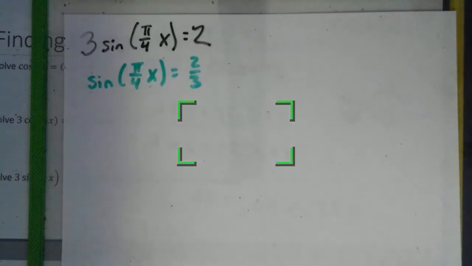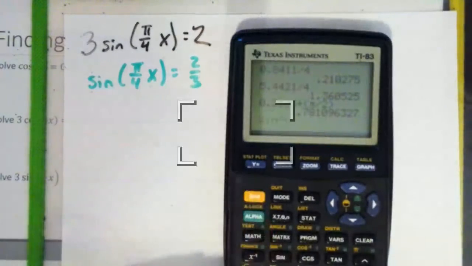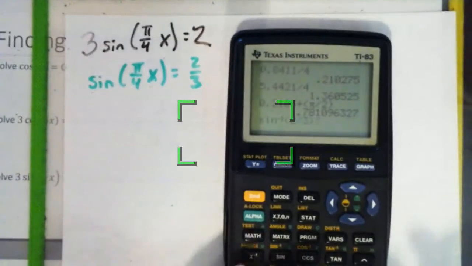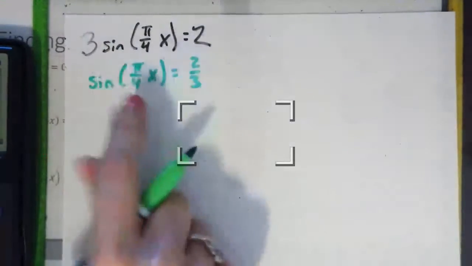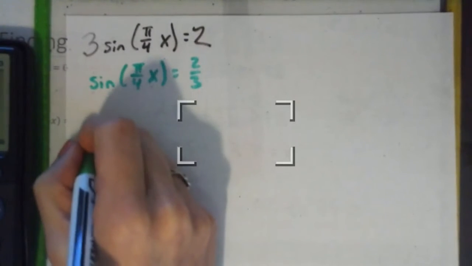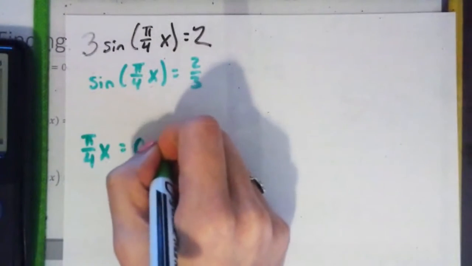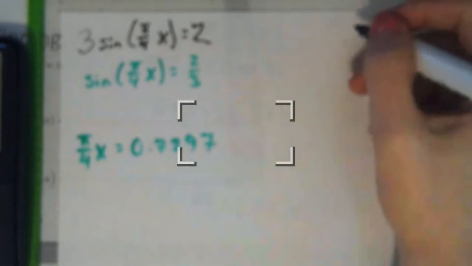All right, let's get that sine out of there by taking the inverse sine of both sides. The inverse sine of 2/3 is equal to this guy. Remember, if we take the inverse sine of both sides, I still have this guy. So we have pi over 4x is equal to 0.7297. But that's only one solution. There's another place where sine is positive.